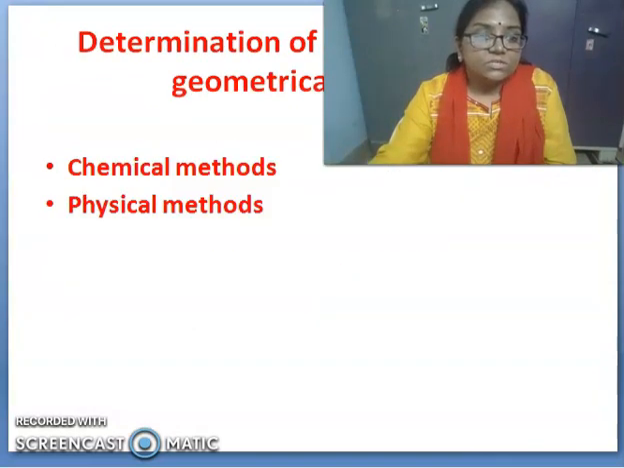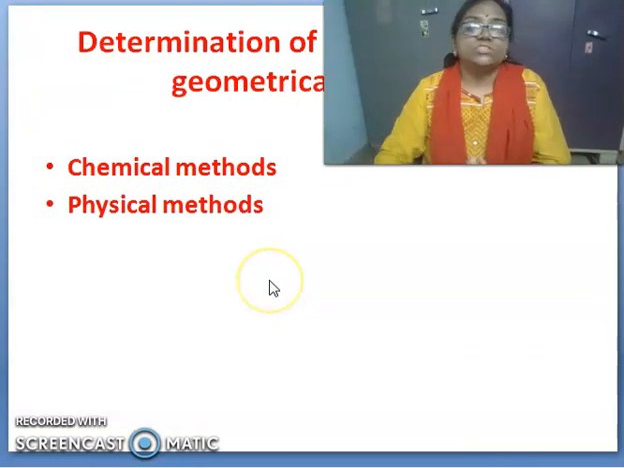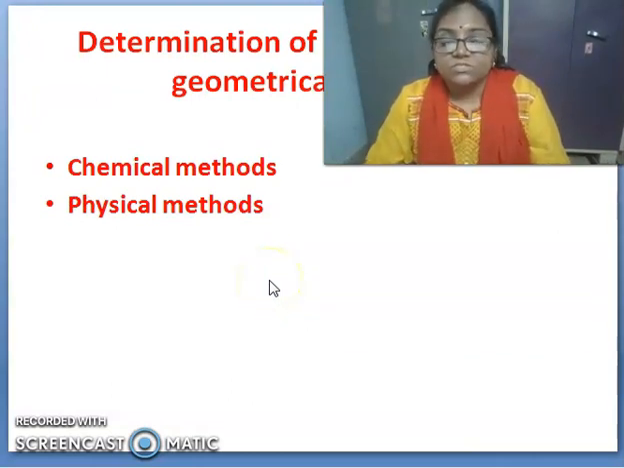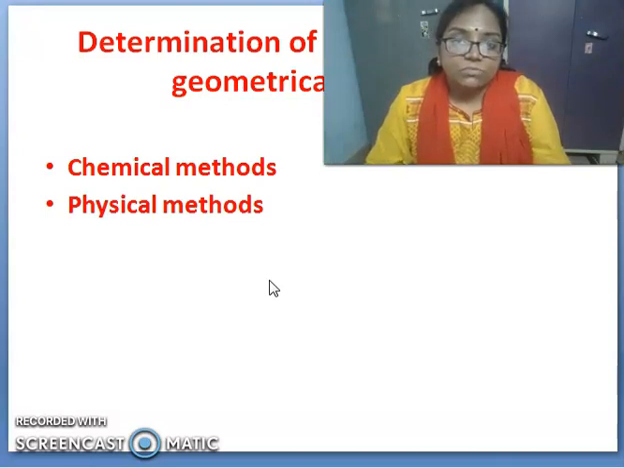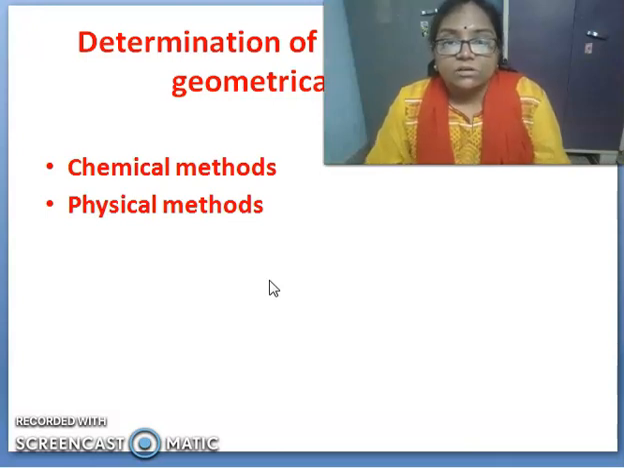Then coming to the determination of the configuration of geometrical isomers, that is, how are we going to determine the configuration of geometrical isomers, for example, cis form and trans form? How are we going to differentiate the cis form and trans form?